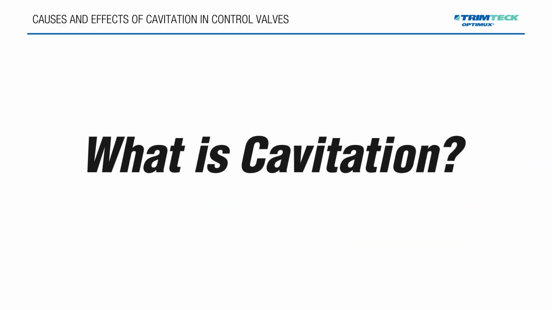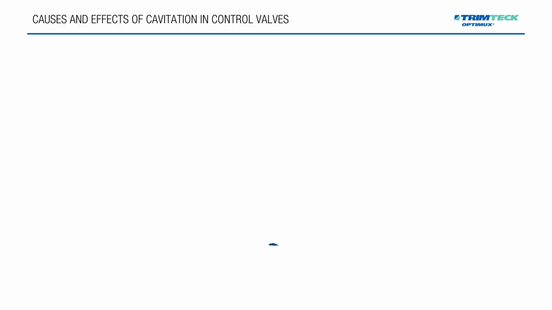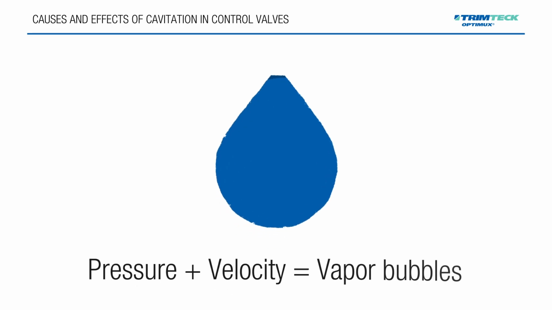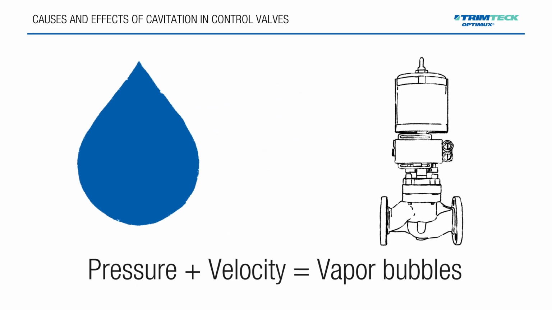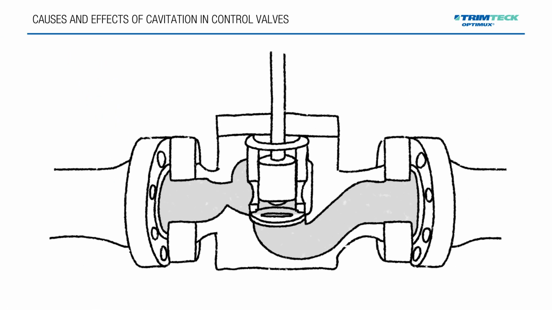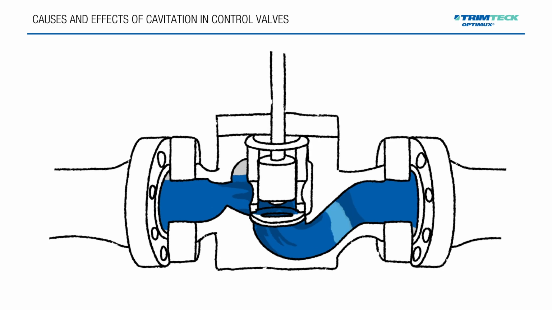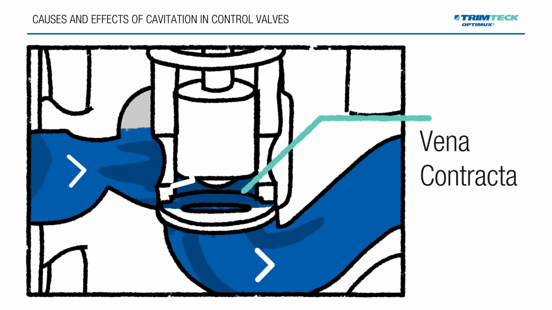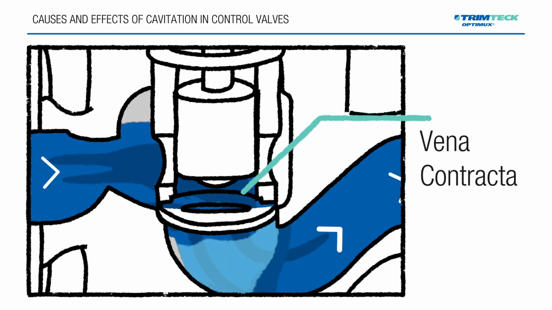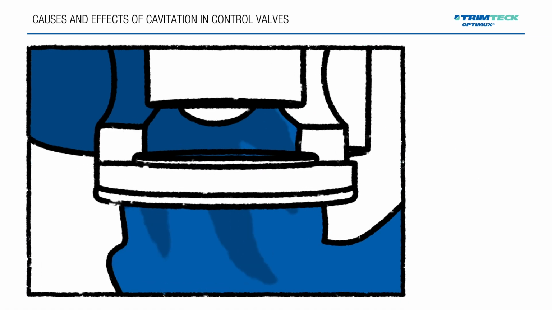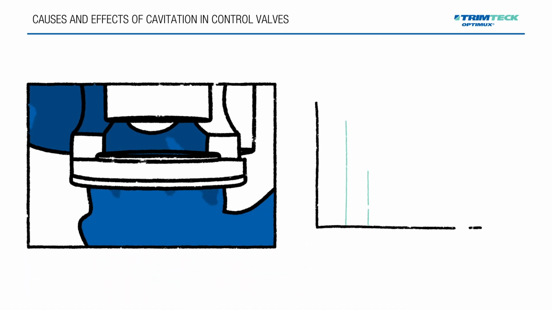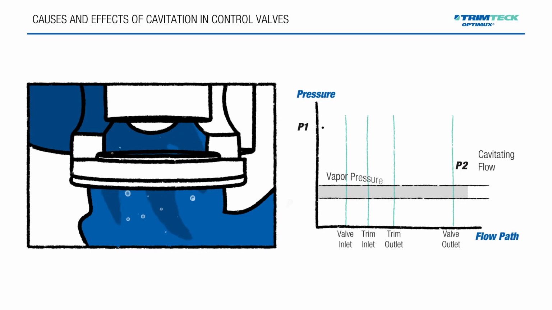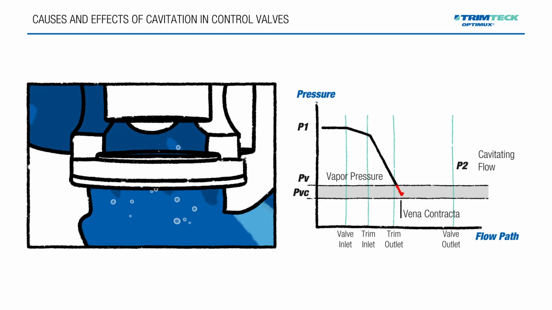What is cavitation? Cavitation happens only in liquid media, when pressure and velocity conditions inside a valve create vapor bubbles that collapse violently. Here's how it works. As liquid passes through a control valve, it accelerates through the narrowest point, called the vena contracta, where velocity peaks and pressure drops to its minimum. If the pressure at that point falls below the liquid's vapor pressure, the liquid actually begins to boil locally, forming tiny vapor cavities or bubbles.